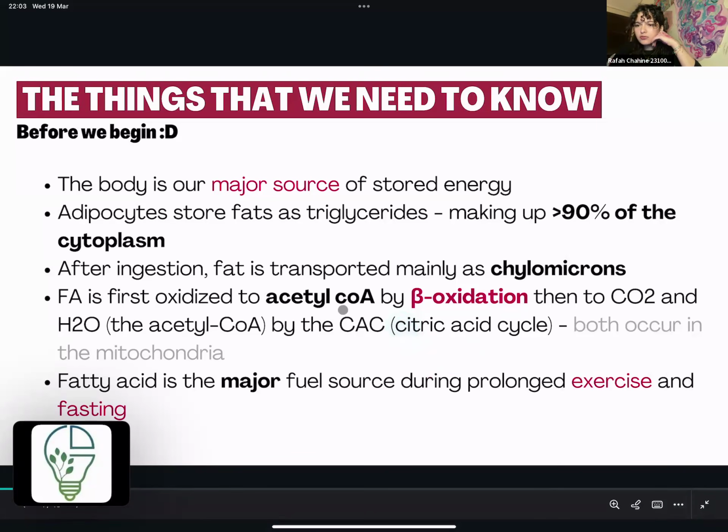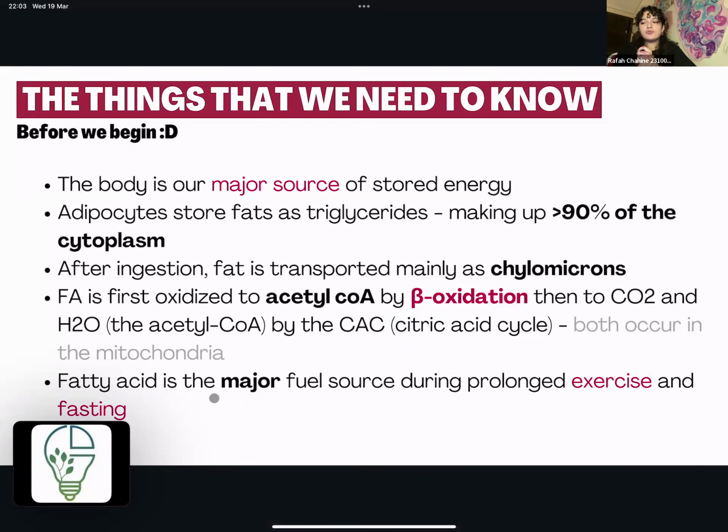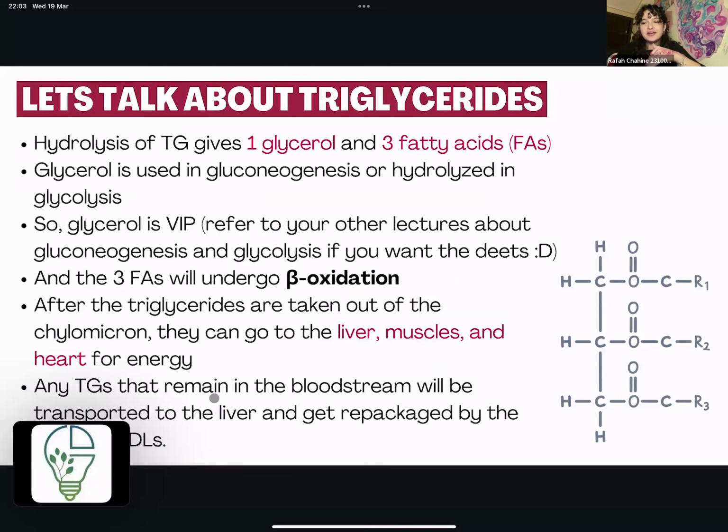Fatty acid is a major fuel source during prolonged exercise and fasting. So during Ramadan, when glucose storage is out, we refer to fats in order to get the energy that we need. Okay, so now we mentioned triglycerides, but what exactly are triglycerides?